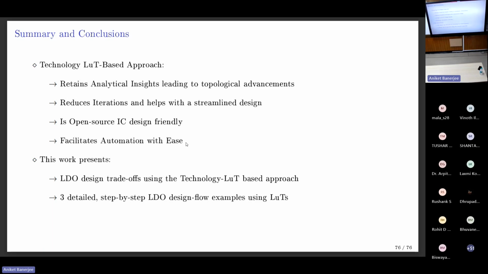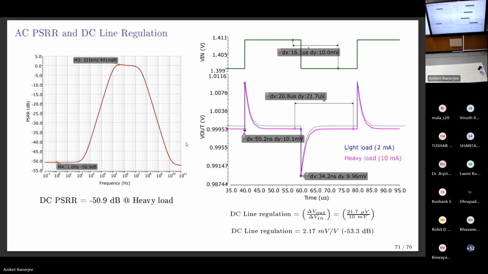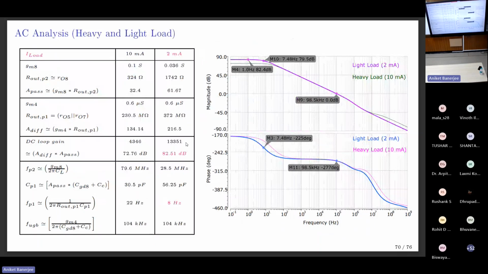The question is, at what point does the two-stage amplifier performance break so that you have to move to folded cascode for lower IQ? For lower IQ. I hope the question is clear. Okay, so why would I go to a folded cascode?